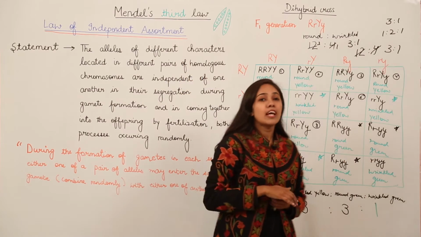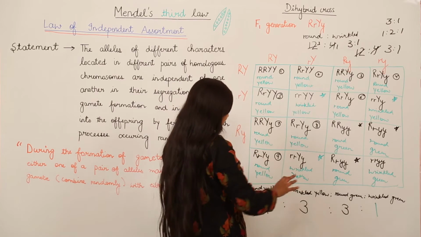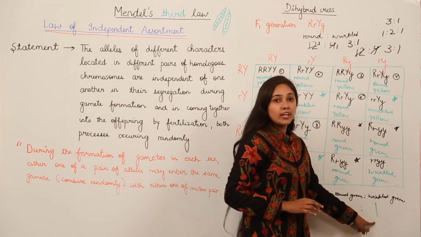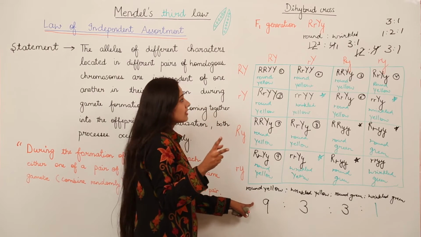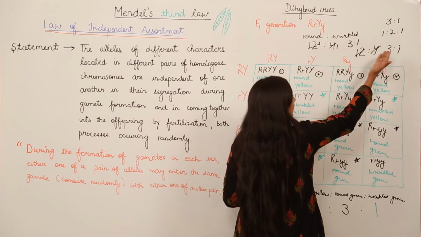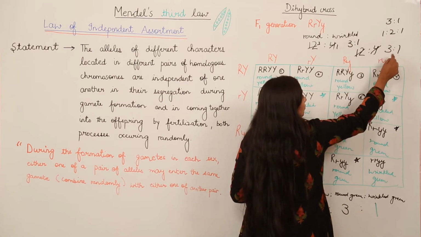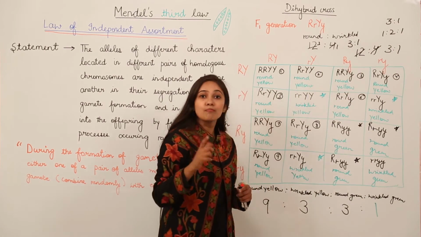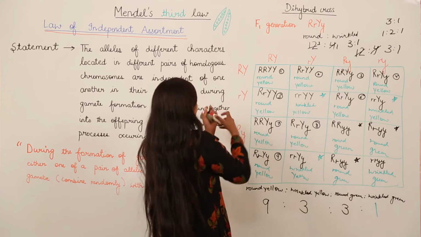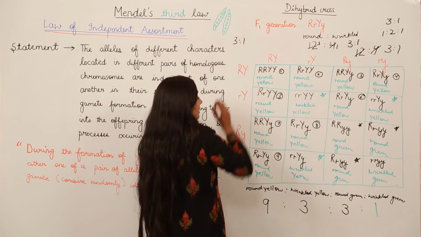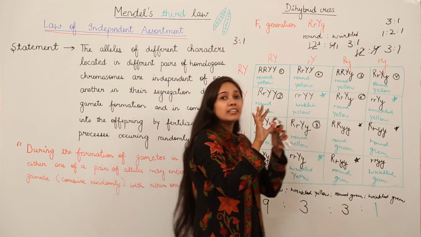So you can see when I was having two characteristic traits, we had a ratio of 9:3:3:1. And when we separate these characteristic traits, we had a ratio of 3:1 as I simplified this ratio. This is the same ratio we obtained in case of the monohybrid cross. In case of the monohybrid cross, we had a ratio of 3:1 and the same ratio we are having here when we separate these two traits.